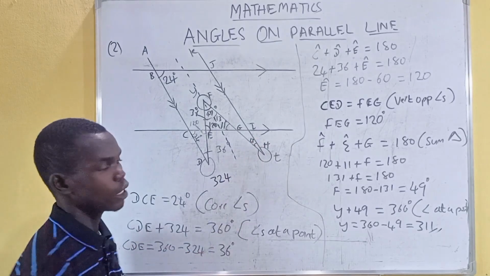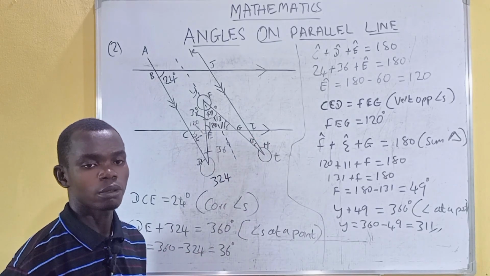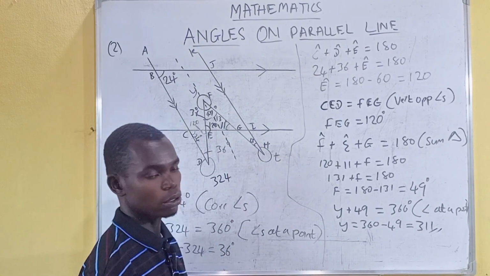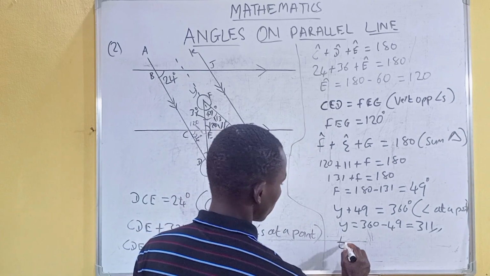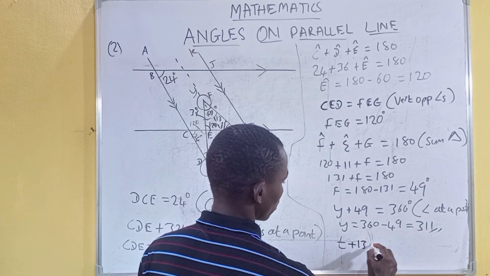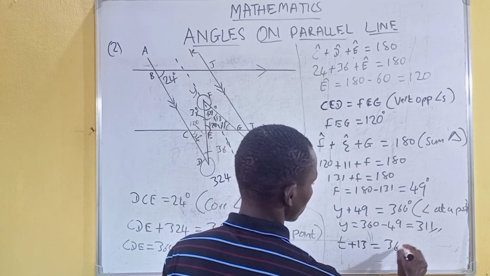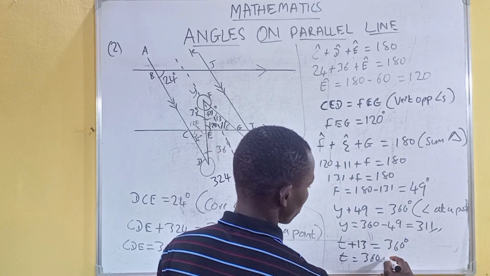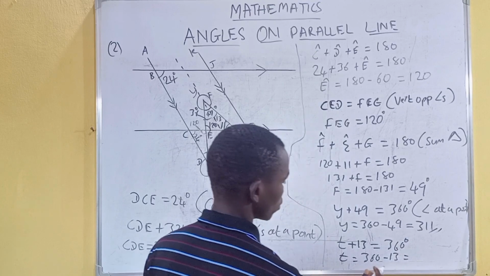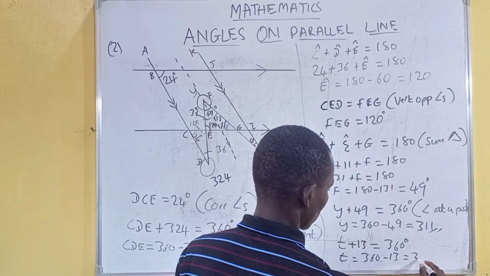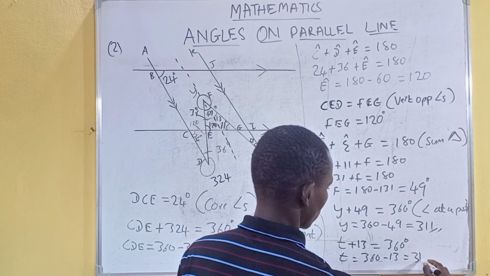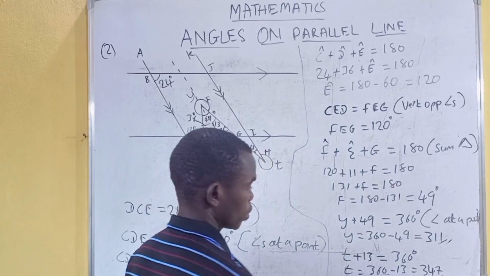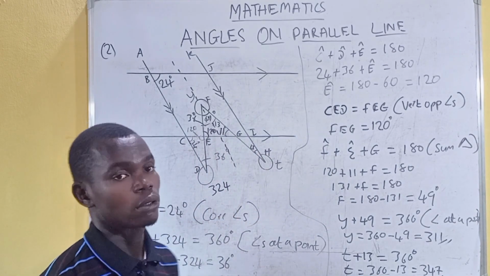From here, we can find our t using angle at a point. Now it will be 13 plus t equal to 360. Now t plus 13 is equal to 360 degrees. Therefore, t will now be 360 minus 13, which is equal to 347. So this is our answer to this question.